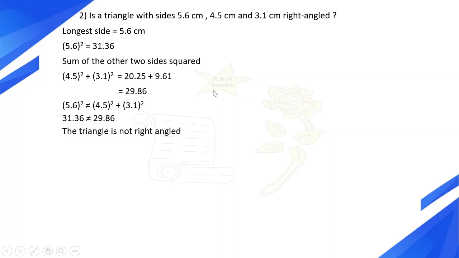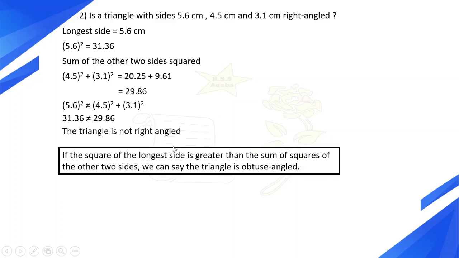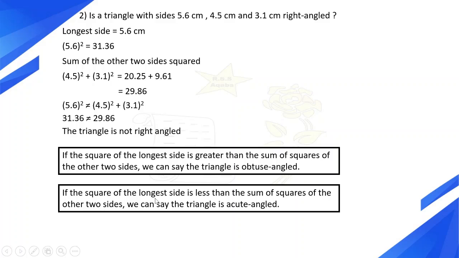So what kind of triangle is it? Now, if the square of the longest side is greater than the sum of the squares of the other two sides, we can say the triangle is obtuse angled. And if the square of the longest side is less than the sum of the squares of the other two sides, we can say the triangle is acute angled.